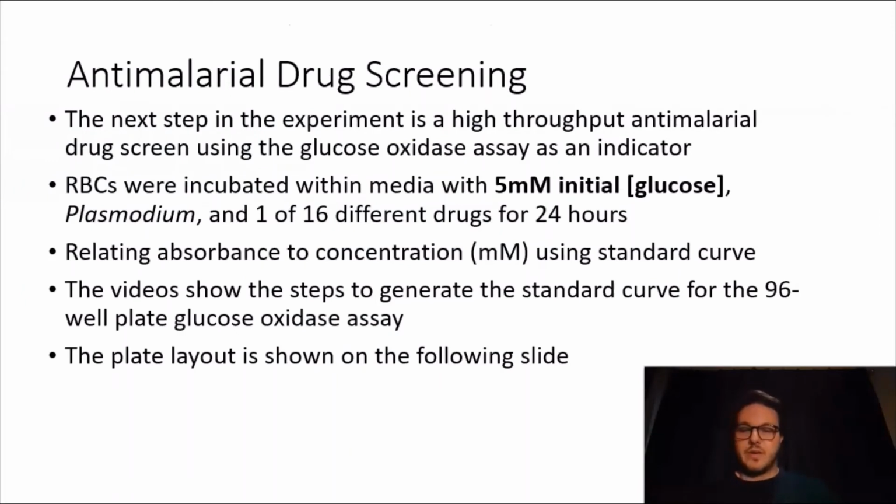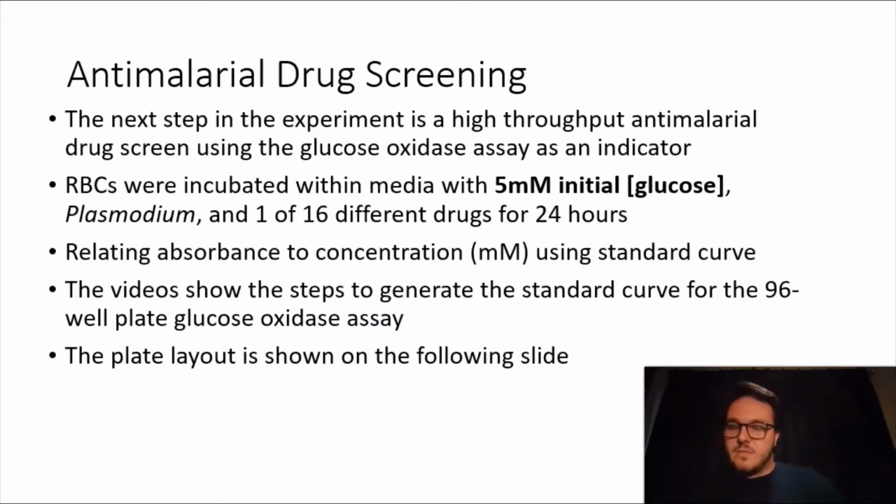So now we are going to use a 96-well plate layout and the glucose oxidase assay colorimetrically, rather than measuring each individual well with a glucometer, which would waste materials and time. So we want a high throughput method this time. We use the glucose oxidase assay as an indicator for the effectiveness of a possible antimalarial drug. The red blood cells were incubated for 24 hours with plasmodium and a 5 millimolar starting concentration in each of the wells. And they also had 1 of 16 possible drug candidates.